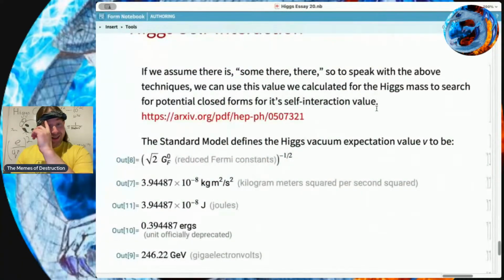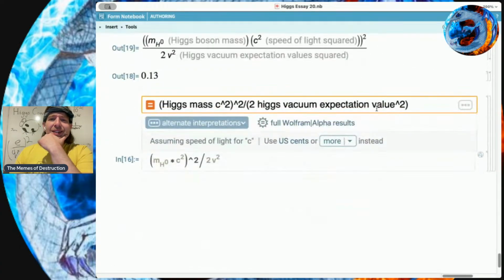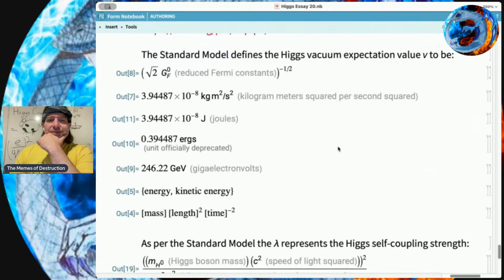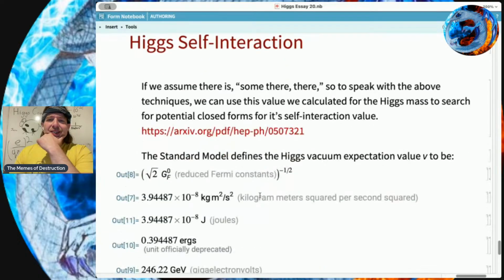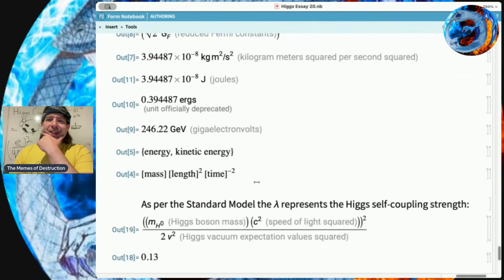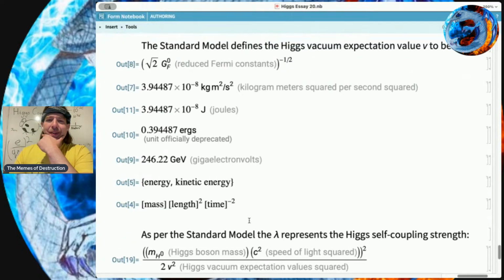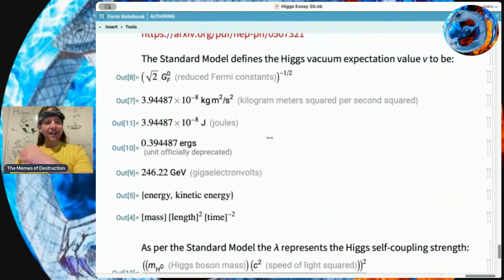Okay, the big self interaction. We should actually just use the Fermi constant. There's a link to the thing that gives us that. It's the square root of 2, reduced Fermi constant. For the standard model, it's the mass energy of the Higgs divided by 2 Higgs vacuum expectation values. To actually use this, because that actually gets us closer.